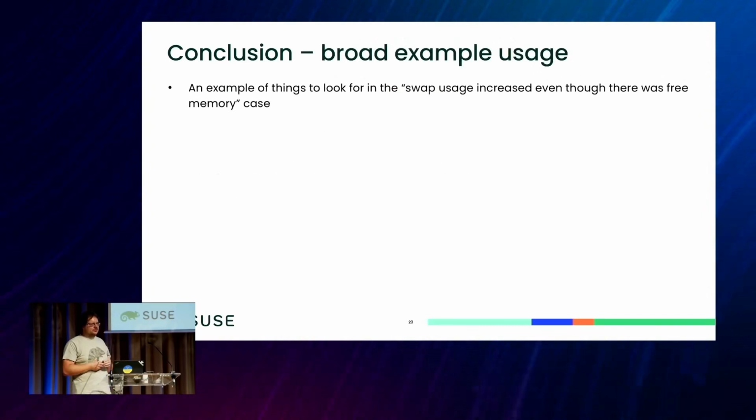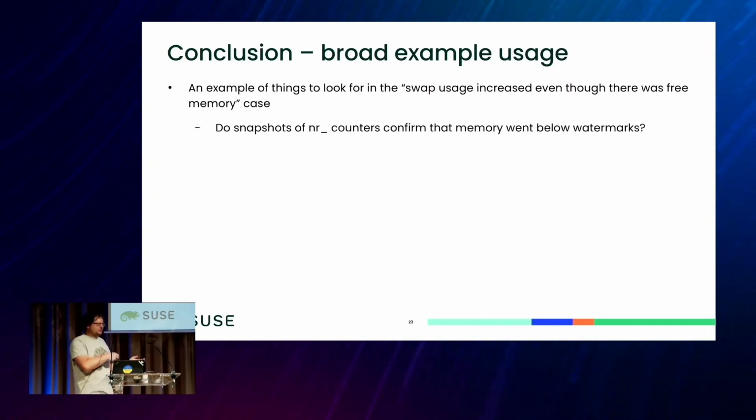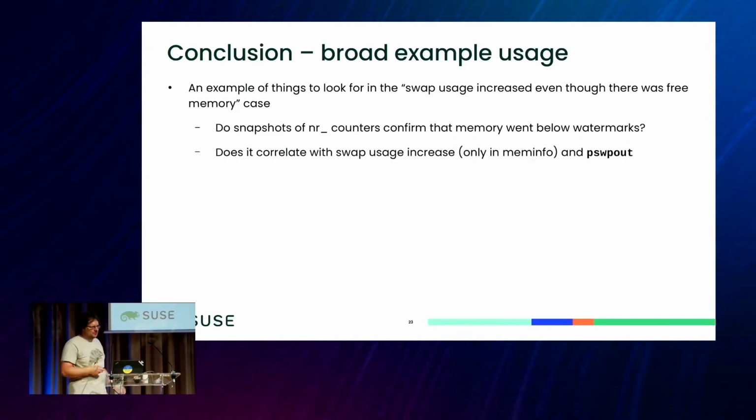But broadly, while not a recipe, here is just an example of how I would approach this swap usage increase even though there was free memory. We have to take snapshots of both meminfo and vmstat, and if you see that the amount of free memory decreased during the workload operation and then came back, then you can already say, yeah, you say there's free memory, but there wasn't free memory at some point where it mattered, so we did not swap out just because we could. There was really a memory shortage.